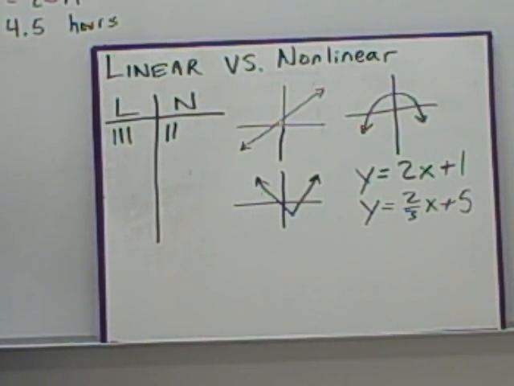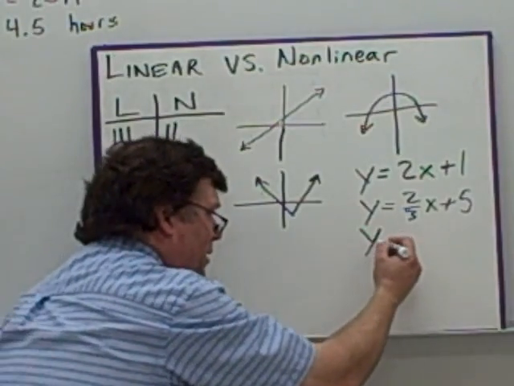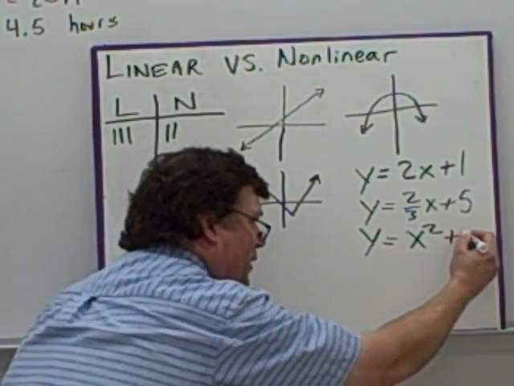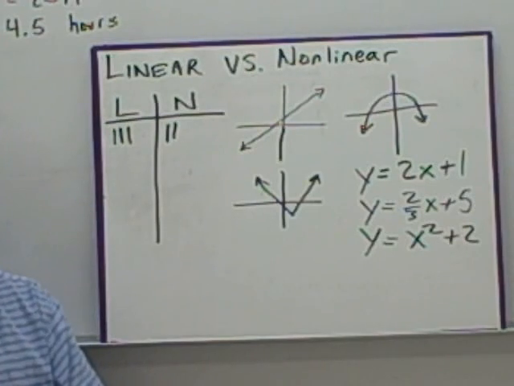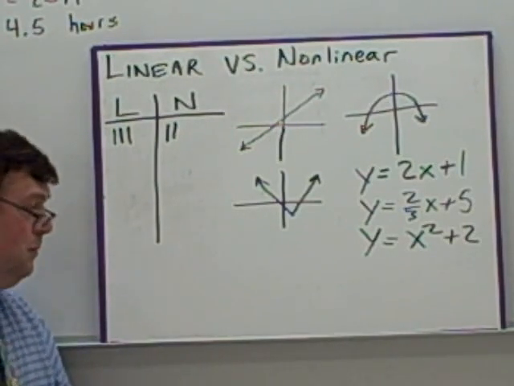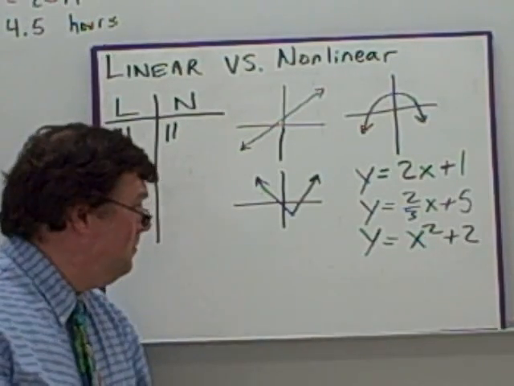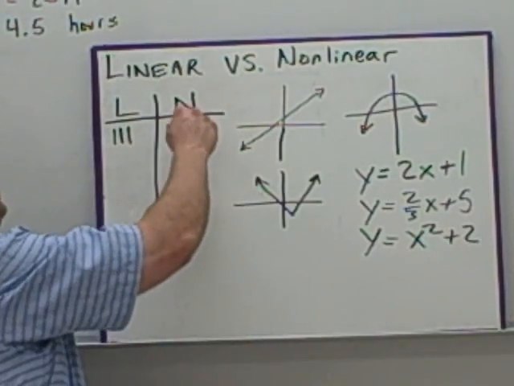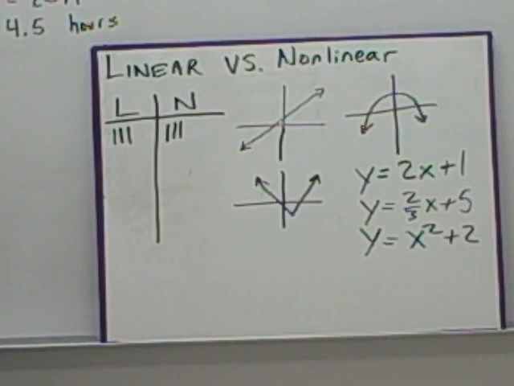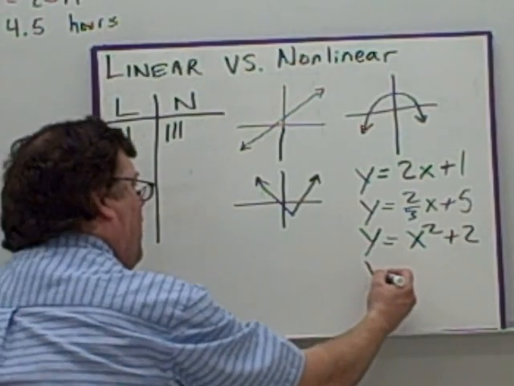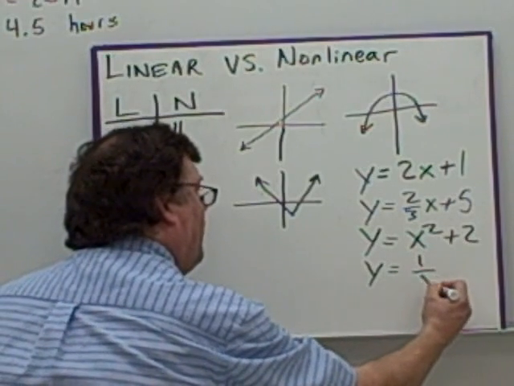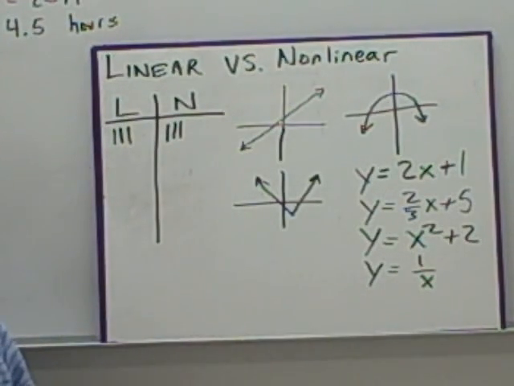Next equation, we have y equals x squared plus 2. Is that a linear function? Well, that's an exponent. So no, it's not linear. We have another non-linear. We have a tie game right now. Let's bring in the heavy hitters. We have y equals 1 over x. That's a tough one.